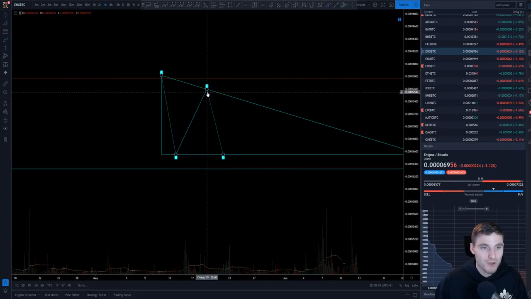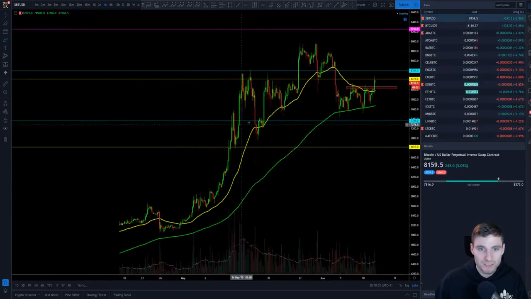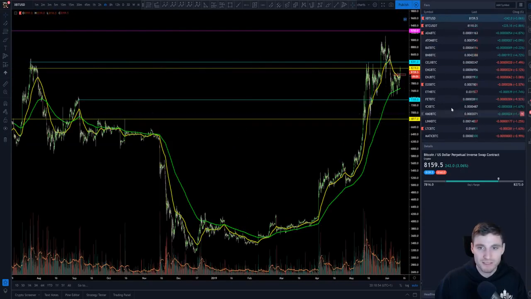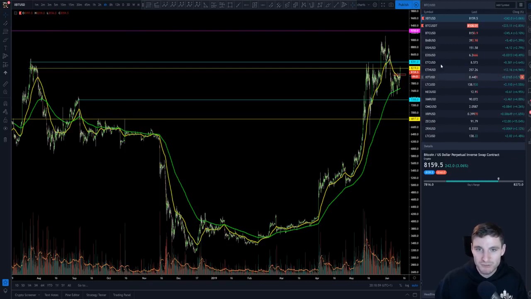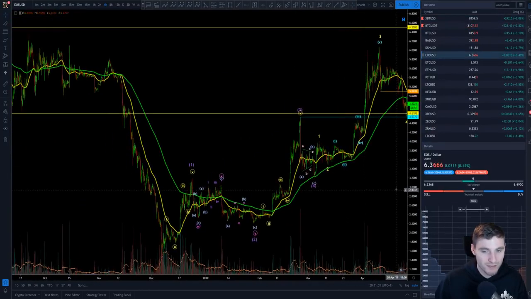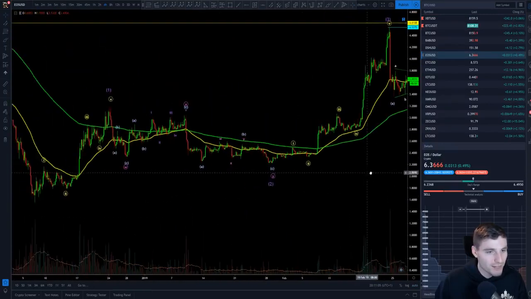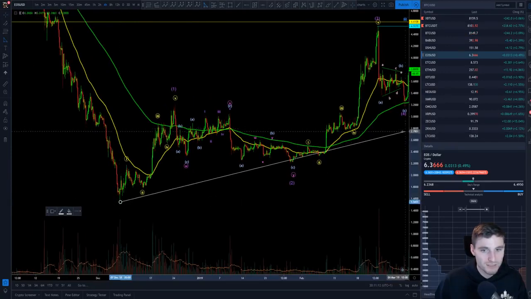Okay, so let's go over it. Obviously the nicest one that we can look at straight away is EOS. EOS had a very nice ascending triangle that I can cover for you all. Let's ignore this Elliott wave count for a second. Ignore the Elliott wave count, and let's just look at the triangle that formed really simply on this chart.